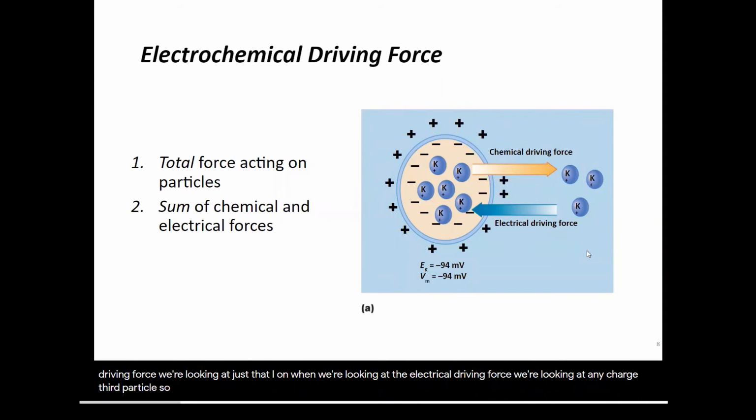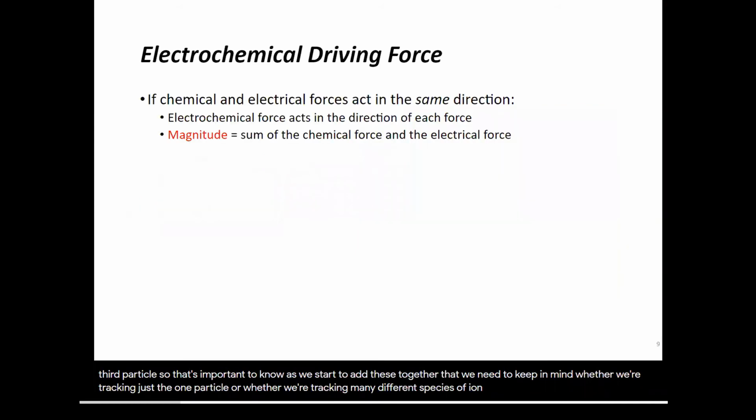Okay. That's important to know as we start to add these together, that we need to keep in mind whether we're tracking just the one particle or many different species of ion. Our end goal for this is to figure out what direction the total force is, so what direction any given individual particle is going to want to move. We're going to compare the chemical and the electrical forces because they basically sum together. So we're going to add them together and come up with a direction.